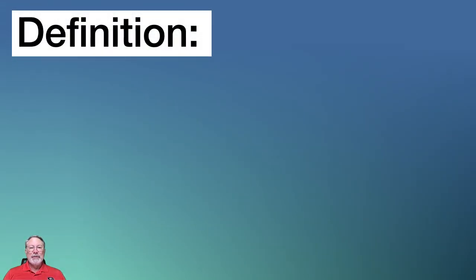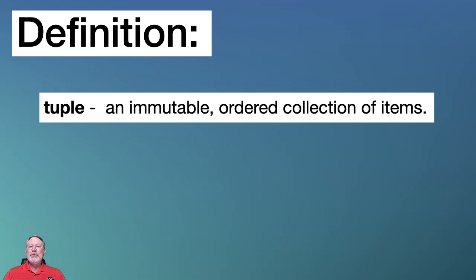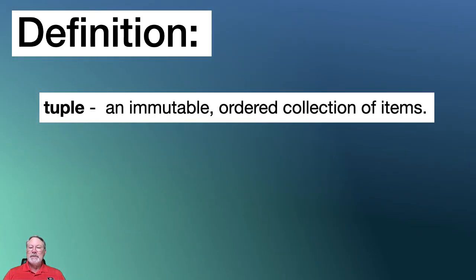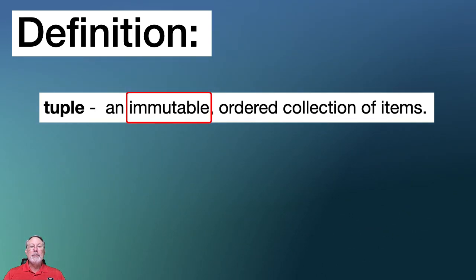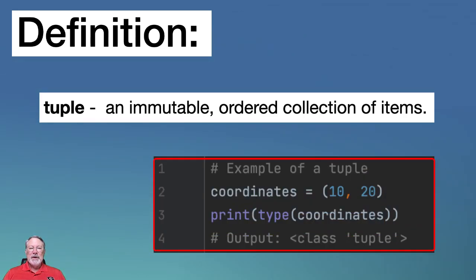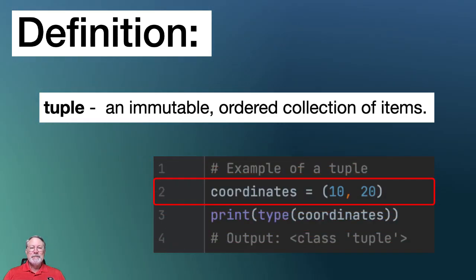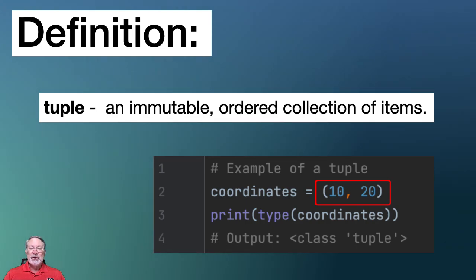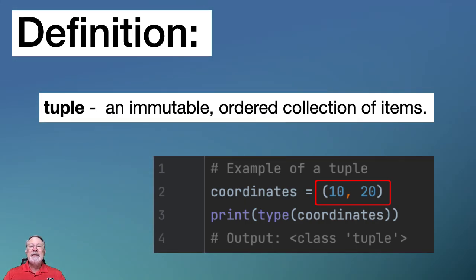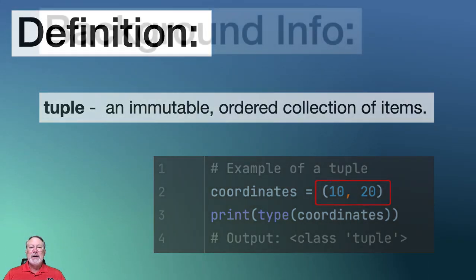A tuple in Python is an ordered collection of items, just like a list. But here's the key difference. Tuples are immutable, meaning once you create one, you can't change it. Here's a quick example. Here we've created the tuple coordinates, and you can see by printing it that its class type is tuple. Be sure to note, tuples use parentheses, not square brackets, and the elements are separated by commas.